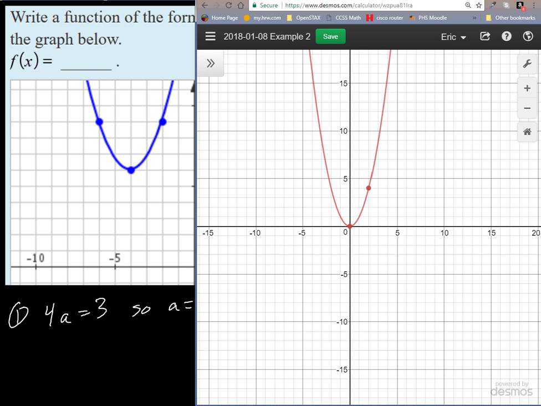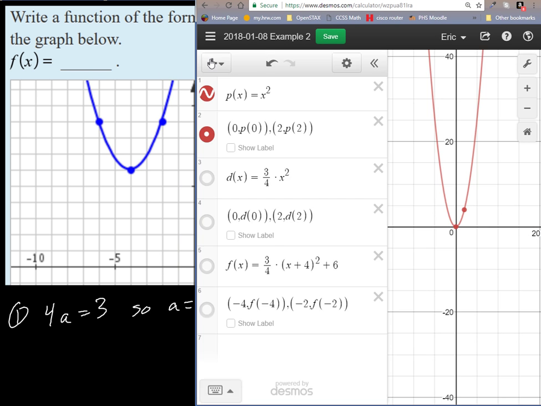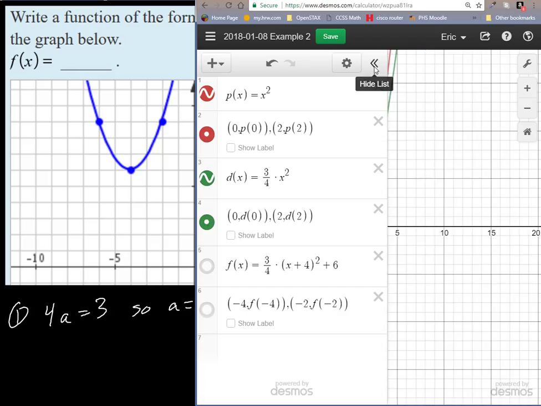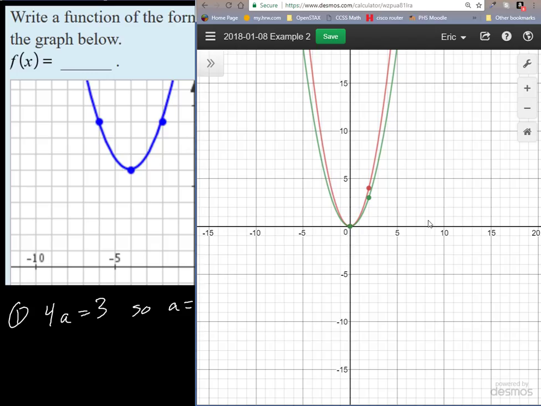So let's go back and look at our graph. We're going to multiply by 3/4. We're going to call this d of x for dilated, and that's what we ended up with. There's our dilated graph. It didn't do very much. All it did was squeeze our parent graph down, so that point that used to be up 4 is now up 3. What's next?